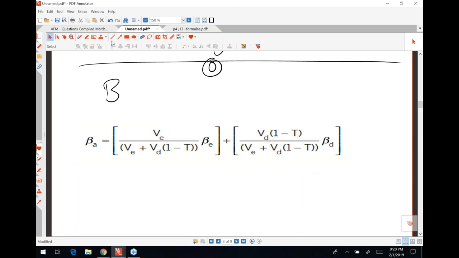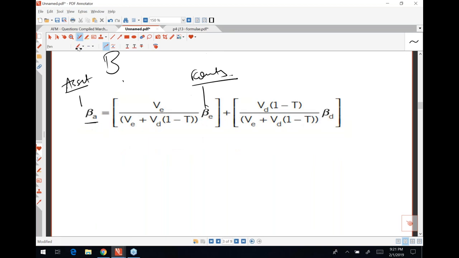Okay, now see. The formula is like this, where you have this asset beta. This asset beta is equivalent to value of equity divided by value of equity plus value of debt multiplied by 1 minus t, multiplied by equity beta, plus value of debt multiplied by 1 minus t divided by value of equity plus value of debt multiplied by 1 minus t, and debt beta.